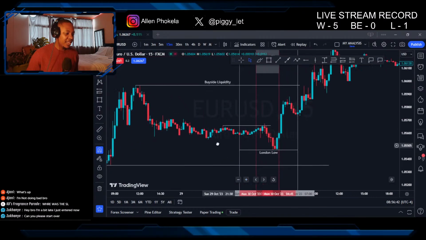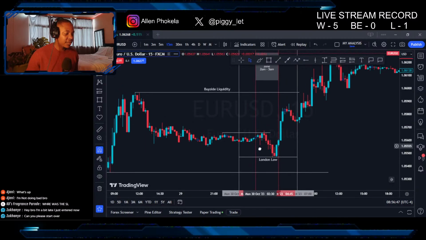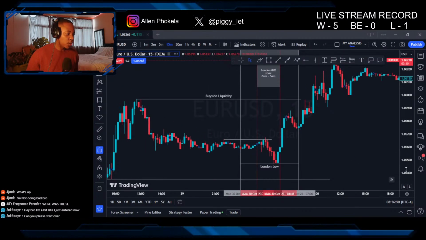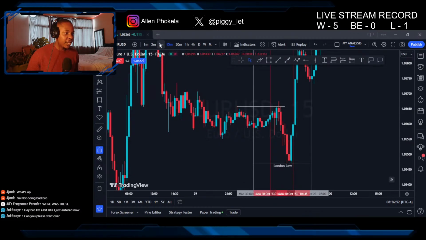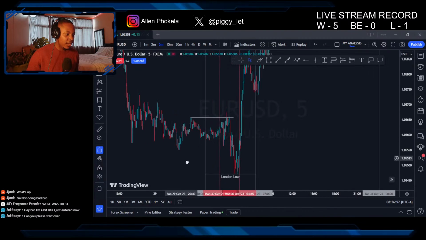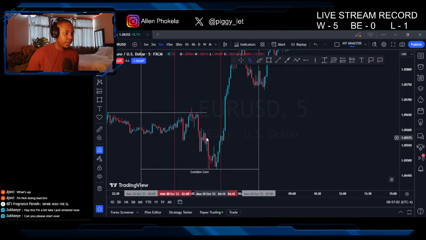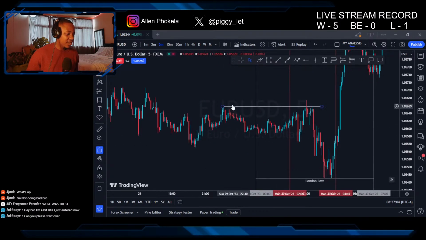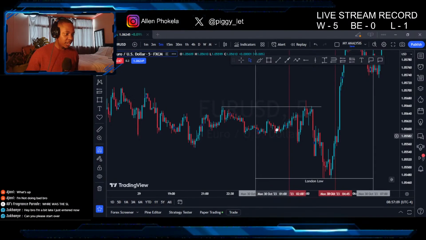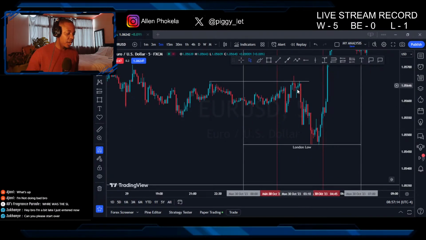So with that being said, as you can see, as the London session kicked in, we started consolidating, and as soon as we hit the silver bullet, the kill zone, we took out the buy side. Let me go to a 5-minute. So as soon as we hit the London session, and then when we hit the kill zone, we took out buy side, and then we started falling. I call this the turtle soup.